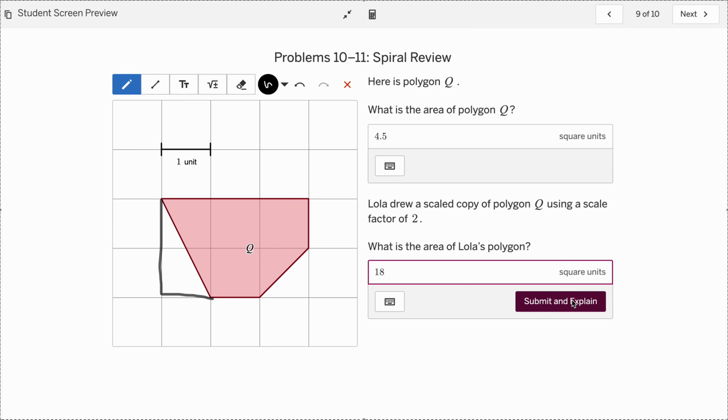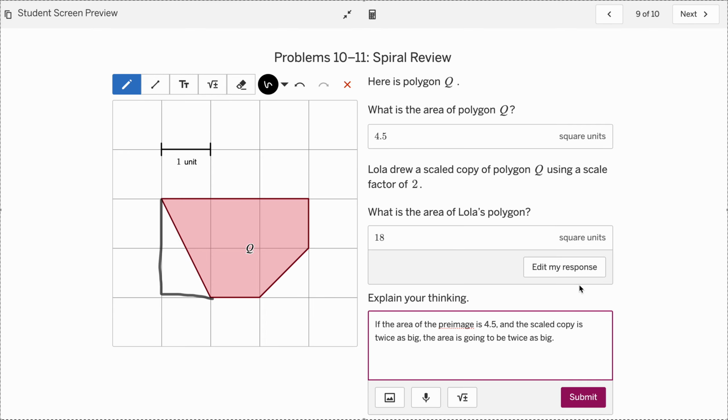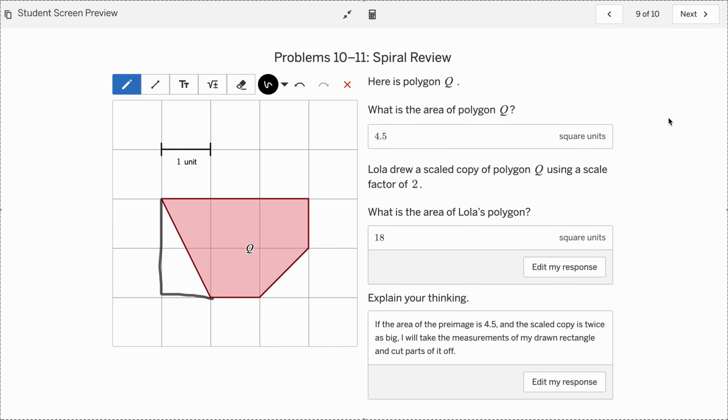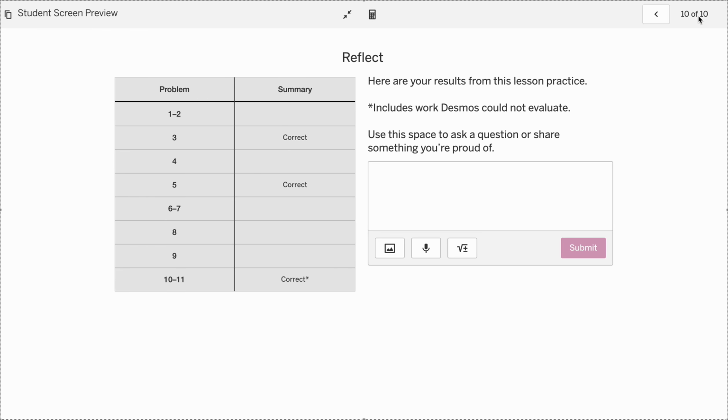It's really hard to explain that on here because I can't really draw it to show you. So the scaled copy is twice as big. I will take the measurements of my drawn rectangle and cut parts of it off. That's not a great explanation, but I'm just going to leave that there for now. So now it's saying that's correct.